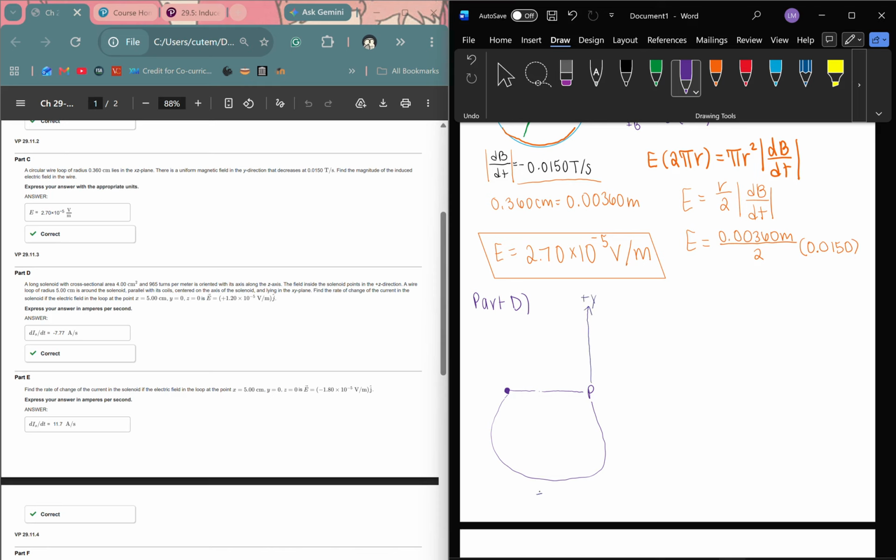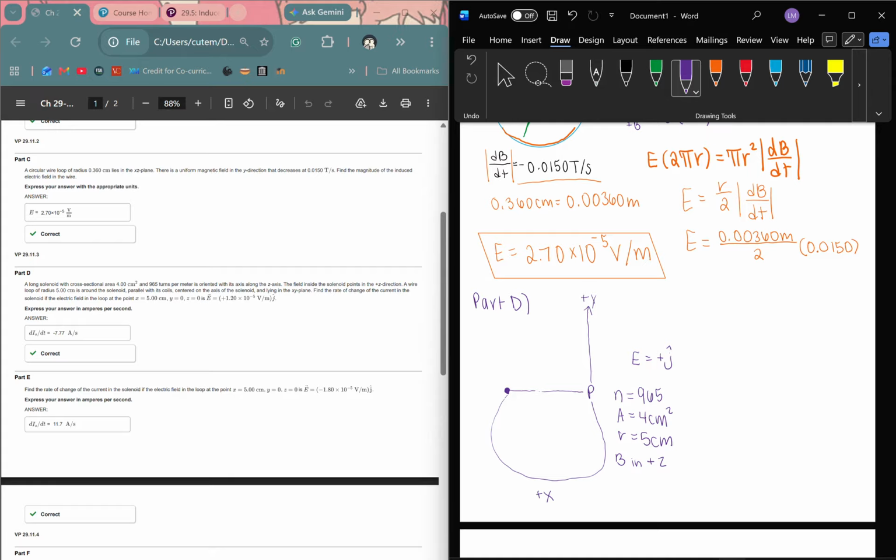Positive y, this is the positive x, equals positive j. We know that the number of turns is 165, the cross section is 4 centimeters squared, the radius is 5 centimeters, and the B points out, basically in the positive z direction. The B is the magnetic field.